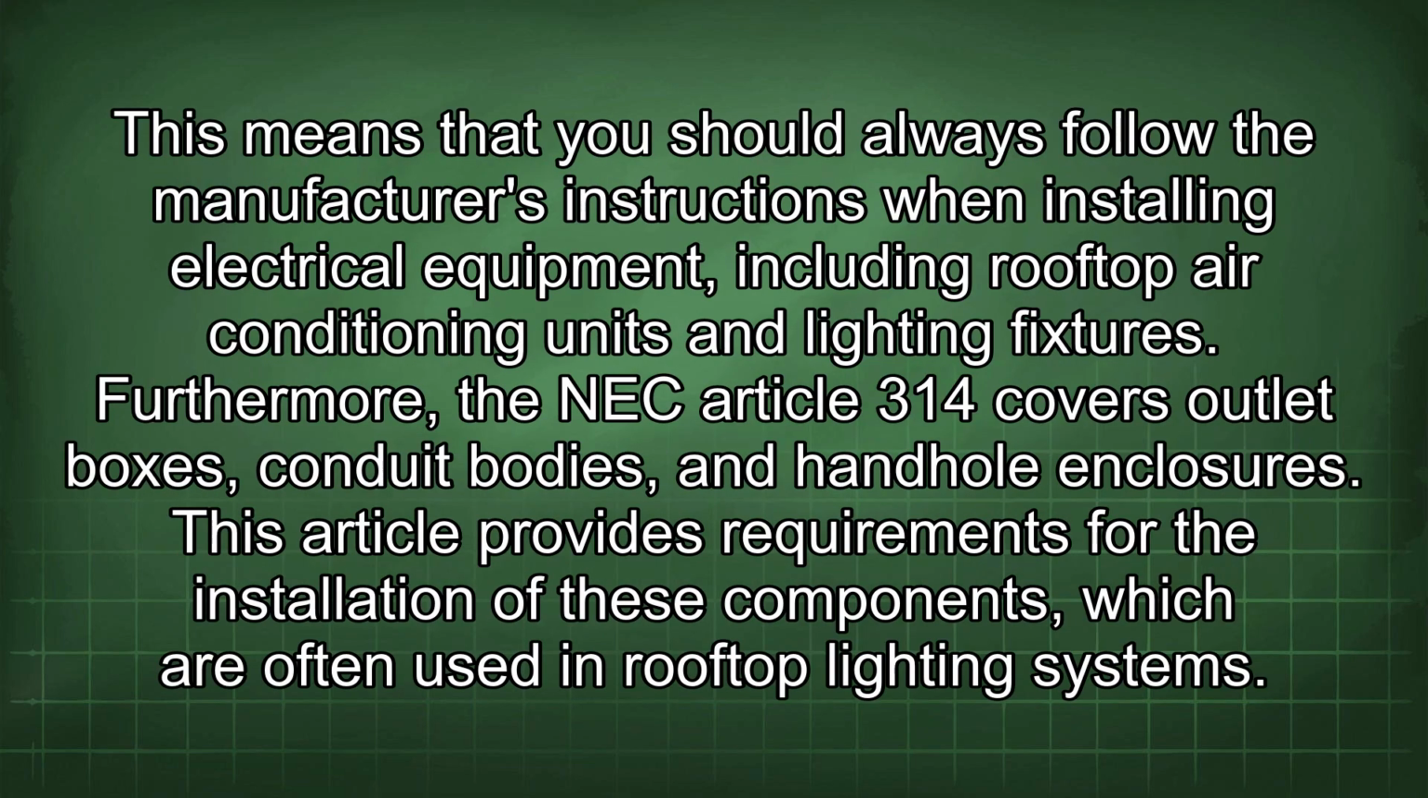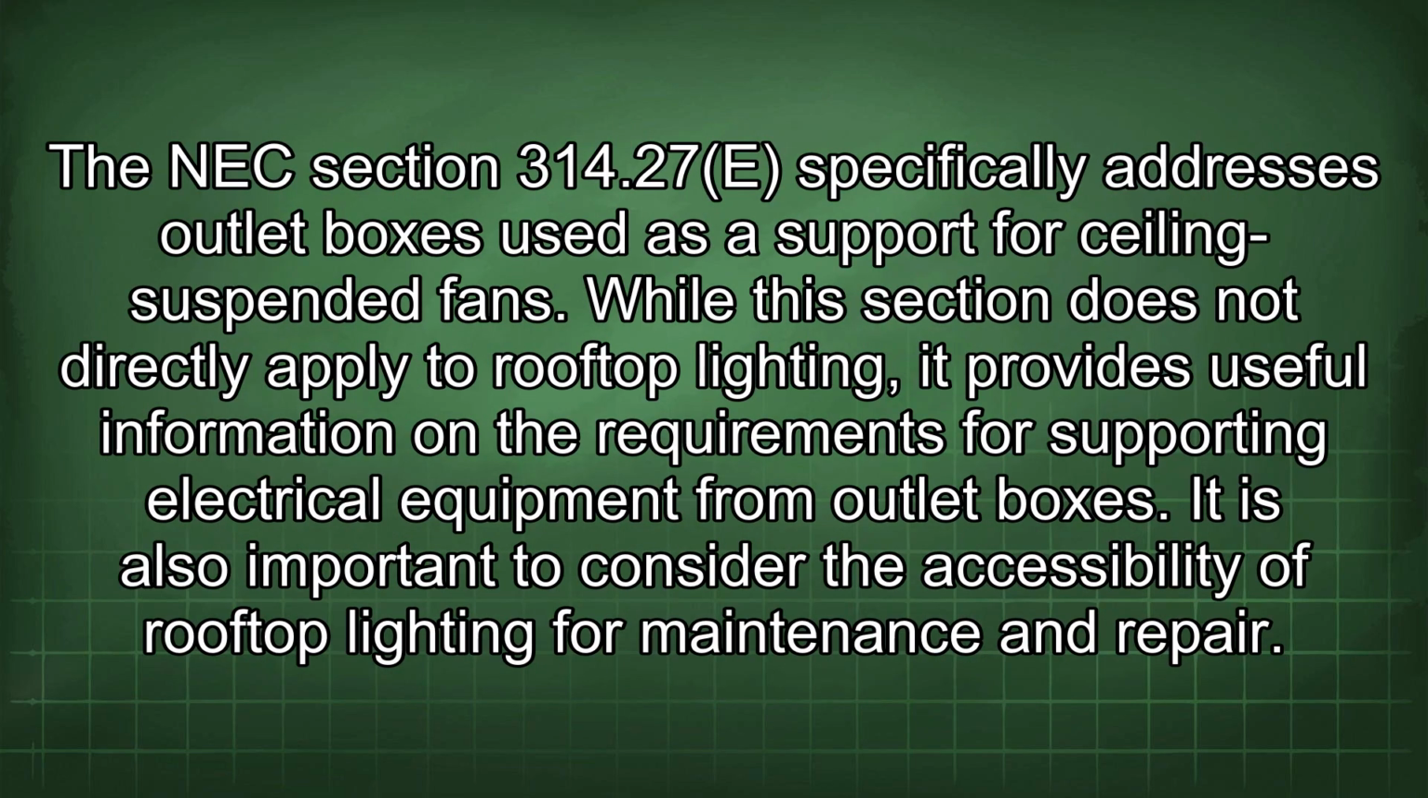This means that you should always follow the manufacturer's instructions when installing electrical equipment, including rooftop air conditioning units and lighting fixtures. Furthermore, the NEC Article 314 covers outlet boxes, conduit bodies, and handhole enclosures. This article provides requirements for the installation of these components, which are often used in rooftop lighting systems. The NEC Section 314.27(E) specifically addresses outlet boxes used as a support for ceiling suspended fans.